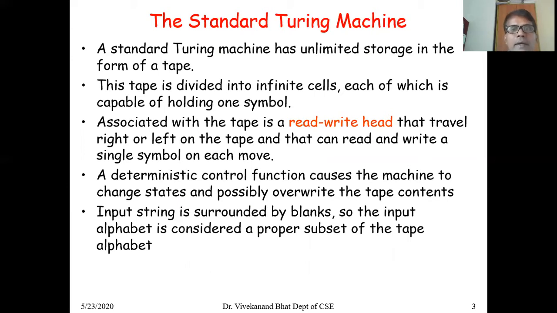There are various variations of Turing machines. First, we will study the standard Turing machine. In a standard Turing machine, we have unlimited storage in the form of a tape. It has an infinite tape with no boundaries, and the tape is divided into infinite cells, each of which is capable of holding one symbol. In each cell, we hold one alphabet symbol.